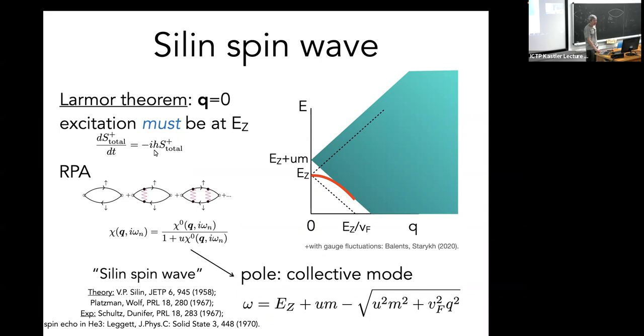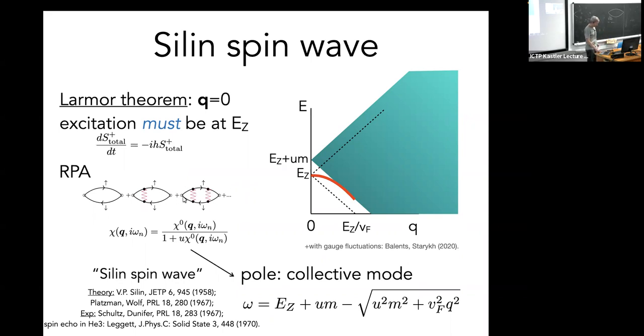Okay, so it just commutes with total spin, if the Hamiltonian is SU(2) symmetric, aside from the Zeeman magnetic field piece. That's the only piece that contributes. And as a result, what Larmor's theorem is saying is that at Q equals zero, all response must be at the value of the non-renormalized Zeeman energy. But I just explained to you that the continuum is shifted up by U times M. And what it means is that there are additional interactions.